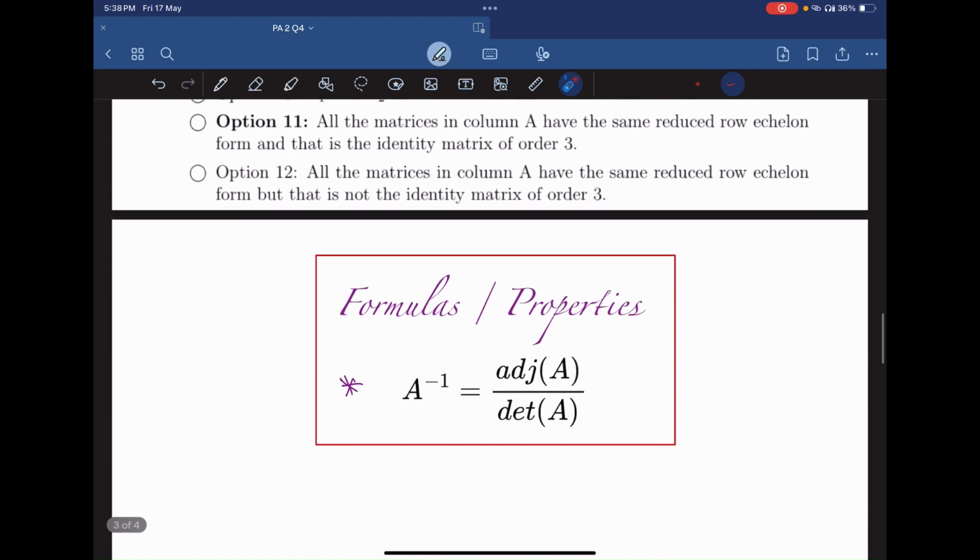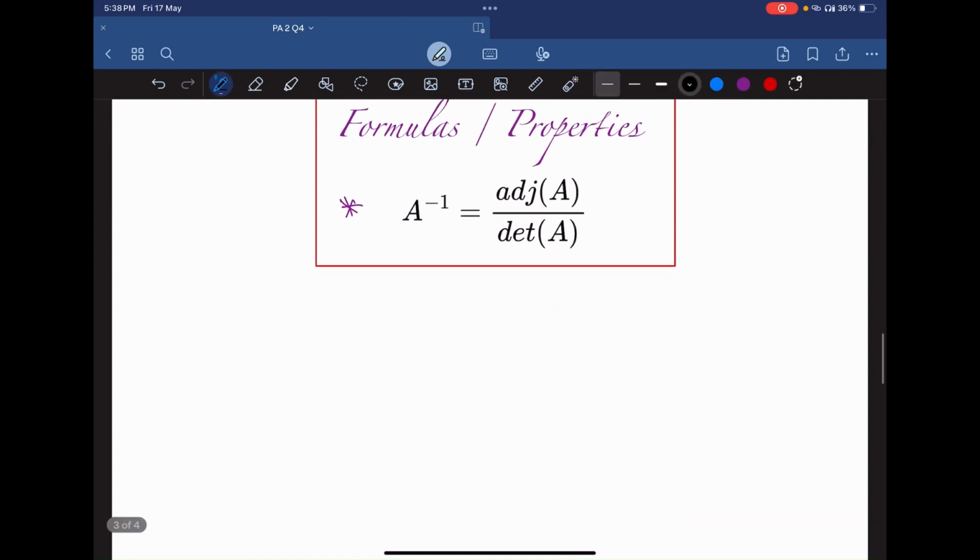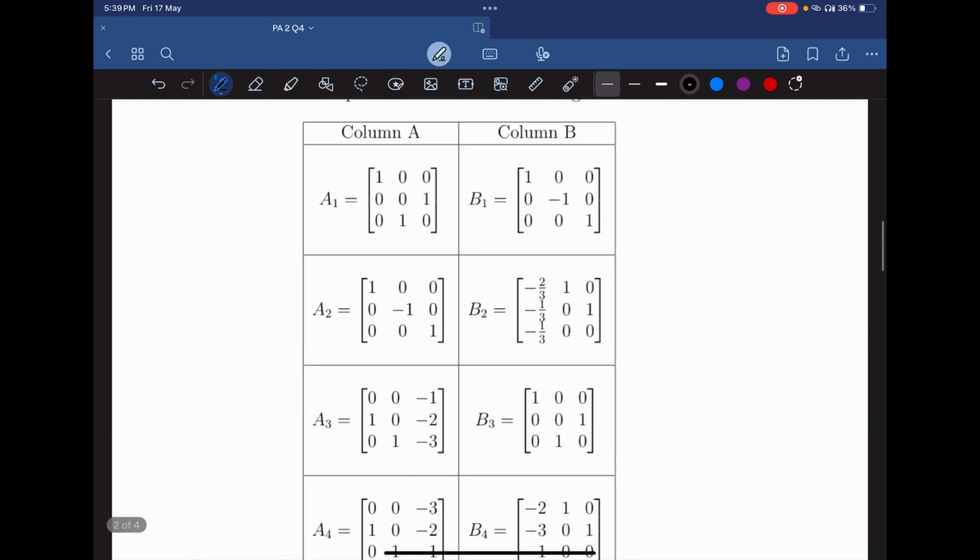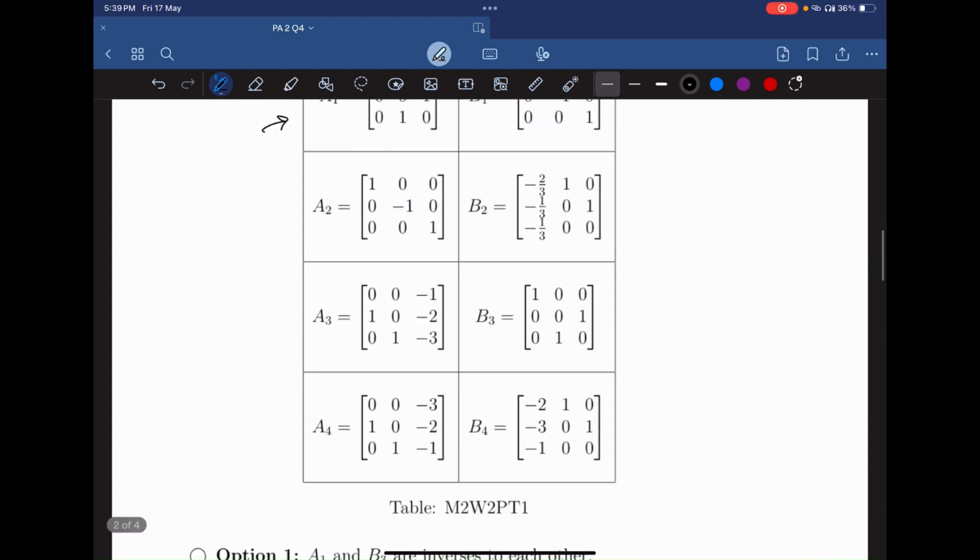For any matrix A of order n cross n, its inverse is given by the formula adjoint of matrix A divided by its determinant. So using the formula, we will try calculating the inverse of each matrix in column A and try to match them with the matrices in column B. Let's first calculate the inverse for matrix A1, which is this matrix.